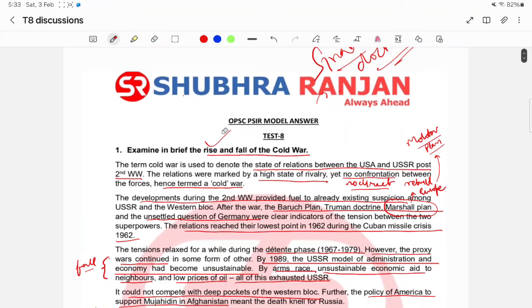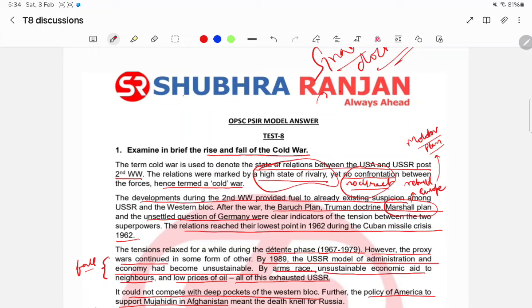So let's start with the first question. Examine briefly the rise and fall of the Cold War. So Cold War was a state of enmity, a state of trust deficit, a state of antagonism and a state of geopolitical rivalry between two superpowers, that is US and USSR. So it was a high state of rivalry, and there was no direct confrontation. Hence the term Cold War.